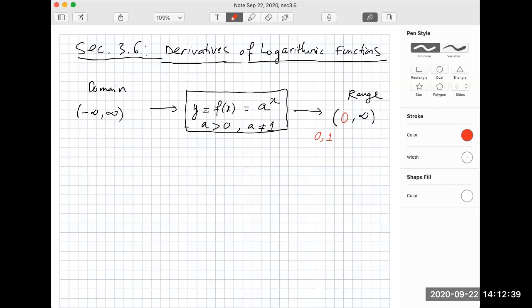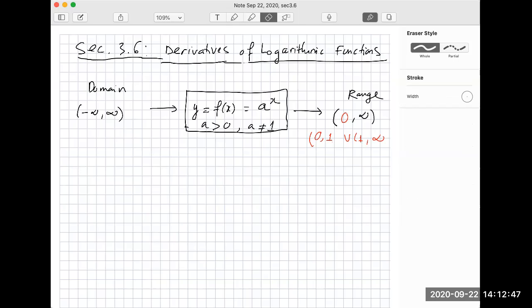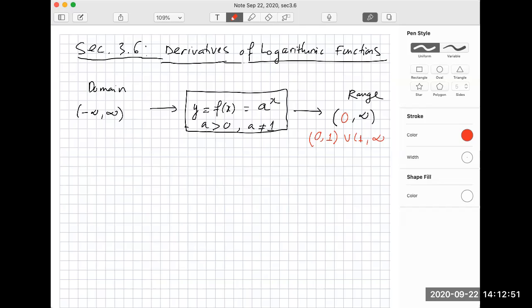Zero to 1, you see that, and 1 to infinity. Is it what you mean? Yes. Okay, look at this. It is a very interesting question. A is not 1. But look at this. The domain is from negative infinity to infinity, right? So when x is equal to 0, what is a of 0? A to the 0.